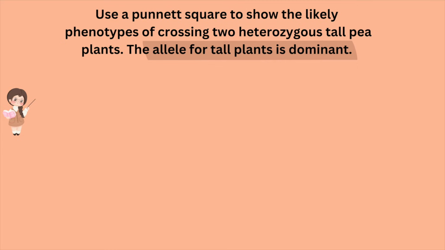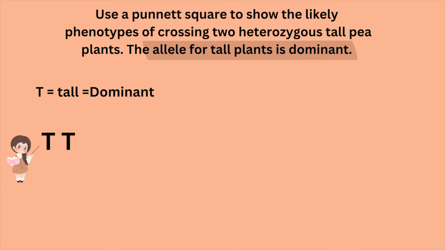That last sentence is a major key, and when you see it, you should start there. What I mean is assign a letter to the dominant trait. So here I will assign the letter capital T to equal tall and to represent dominant. Next, let's write down our possible genotypes: capital T, capital T; capital T, little t; and little t, little t.